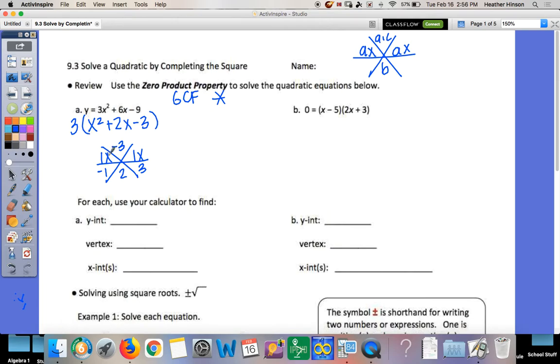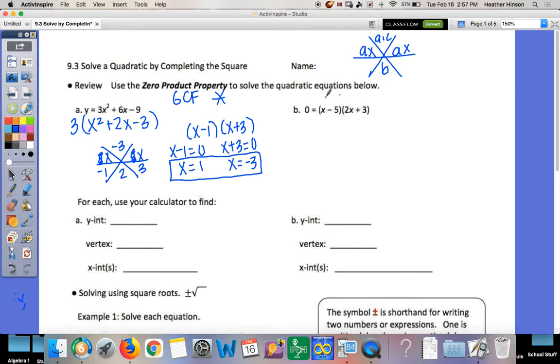Okay, then we simplify. So we don't keep 1's in front of x, so that's just x minus 1. Same thing over here, don't keep 1's, so x and positive 3. Then we solve. So x minus 1 equals 0, and x plus 3 equals 0. How do we solve? We add 1, so x is 1. Over here, we subtract 3, so x is negative 3. So that's your solutions.